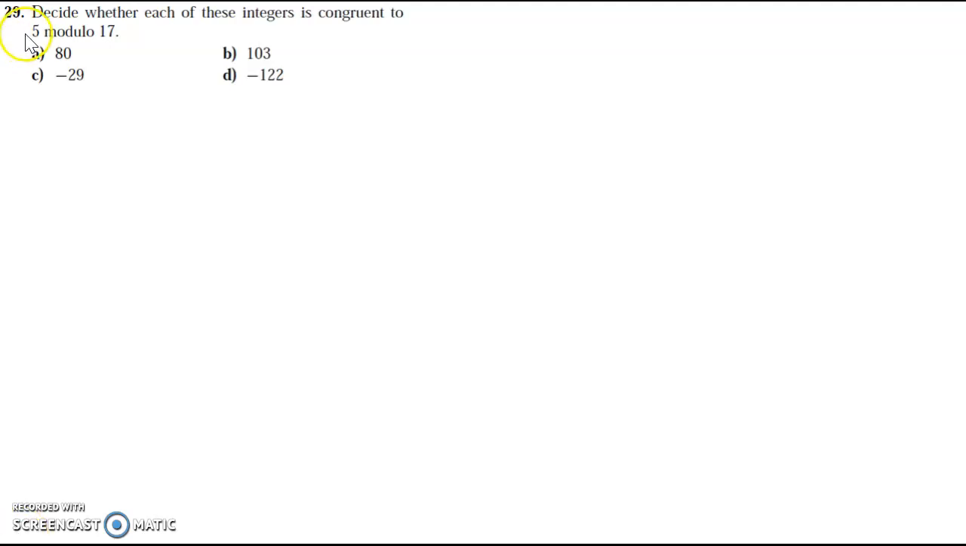So the next problem, I'll go over 29, which is similar to the assigned problem of 28. So part A, we have to decide whether each of these integers is congruent to 5 modulo 17. Alright, so let's check. 80 is congruent to 5 mod 17. So we have to check, is 17 divisible by 80 minus 5?